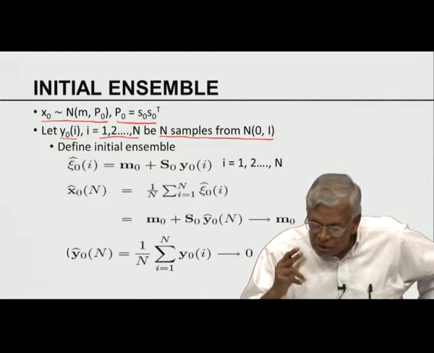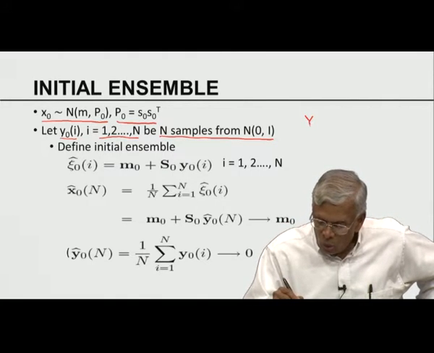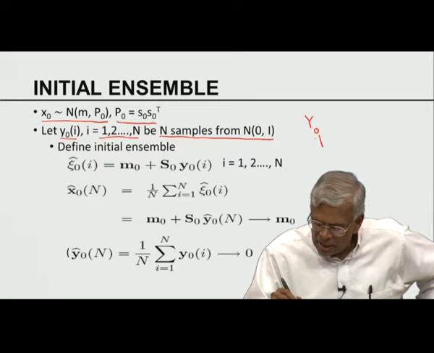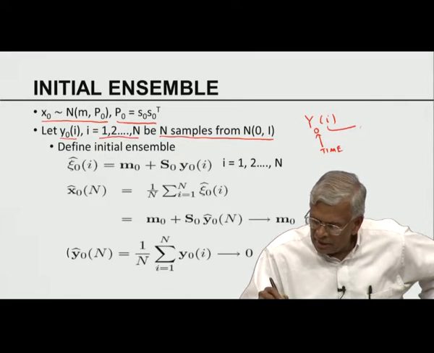Let y naught i, i running from 1 to n, be the n samples drawn from the standard normal distribution. Look at this now, there are two indices coming in here. y naught, this is the time index, we have to be very careful, and this is i, the ensemble index.